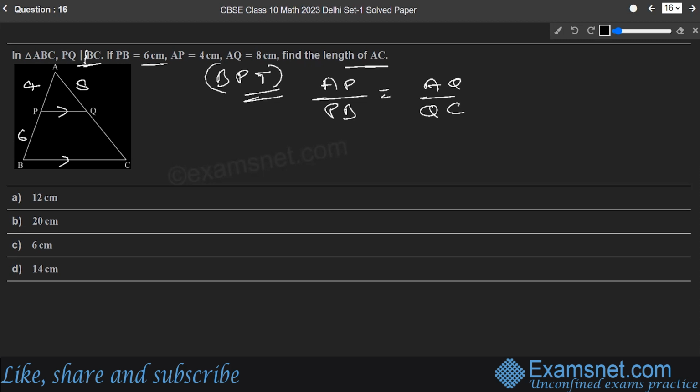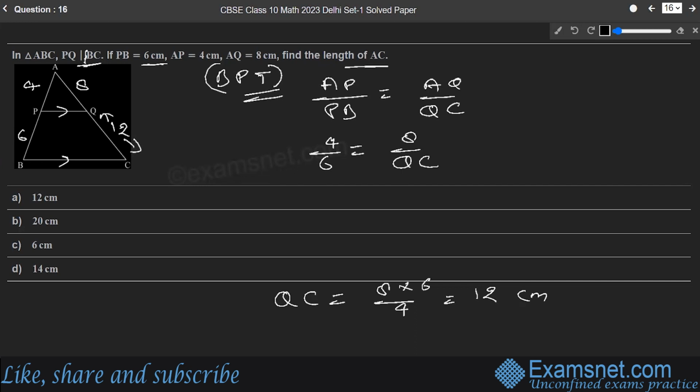Now let us put the values of everything that is there with us. 4 by 6 is equal to 8 by QC. Now using this we can find out QC as QC is equal to 8 into 6 by 4, that is nothing but 12 centimeter. So the QC value comes out to be 12 centimeter, but we are not supposed to find out QC. Let us write 12 here, but that is not required to be answered. What is required to be answered is the value AC.